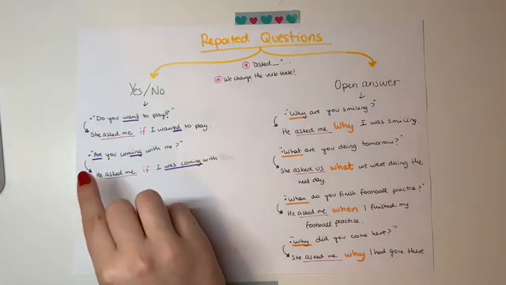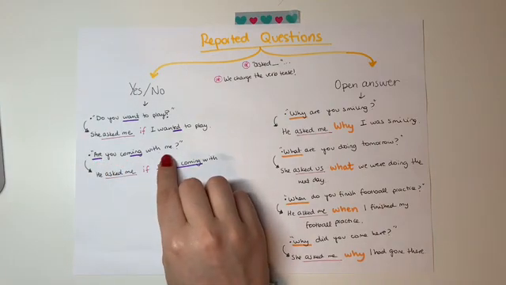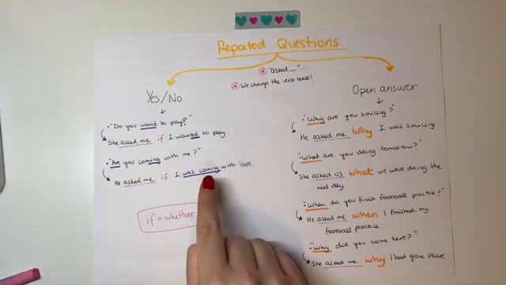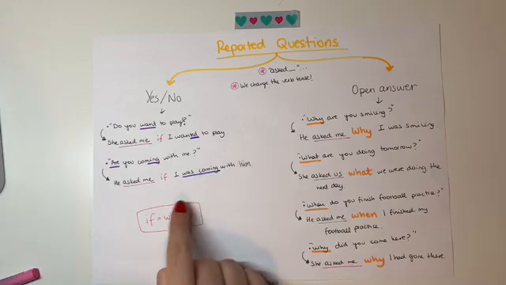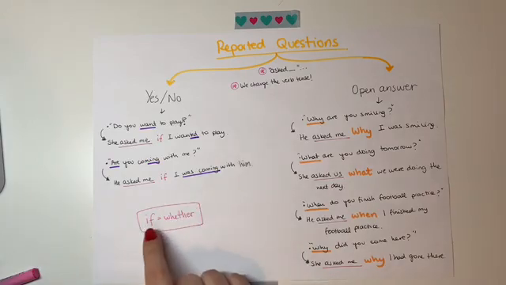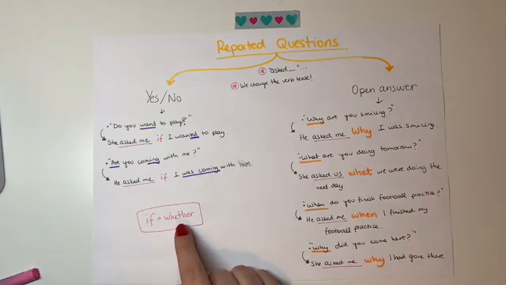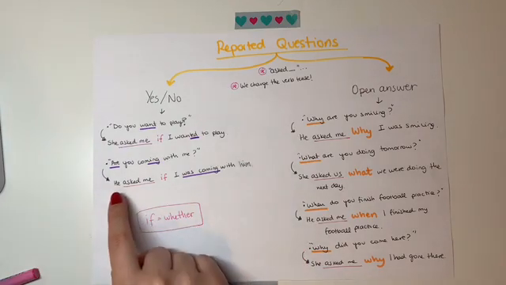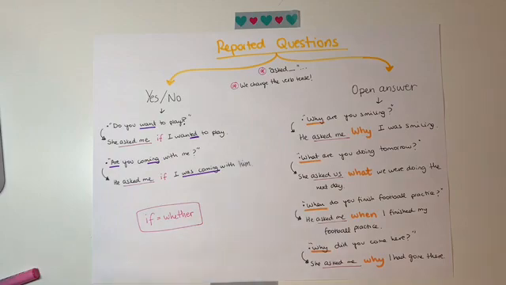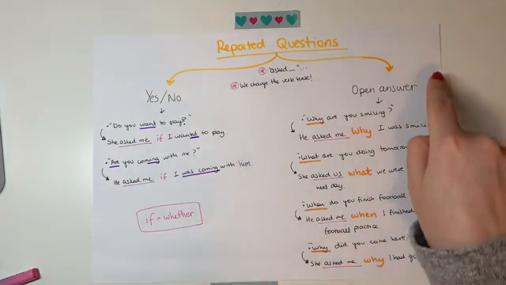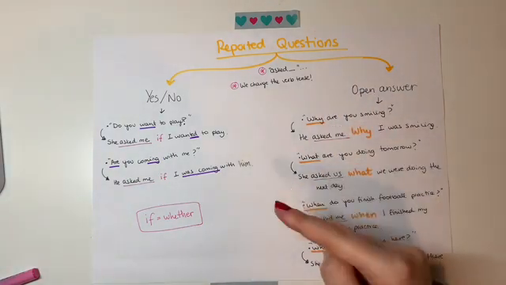Another option. "Are you coming with me?" He asked me if I was coming with him. You need to know that if is the same as whether. Okay, not the weather, like what's the weather like today? It's sunny? No, it's weather. So you could say he asked me whether I was coming with him.